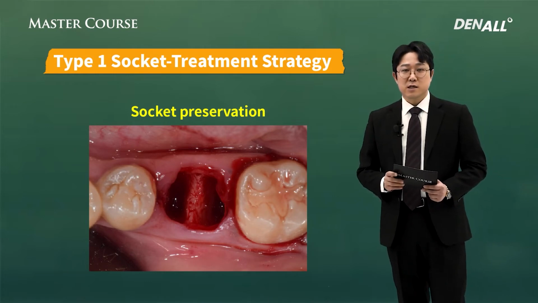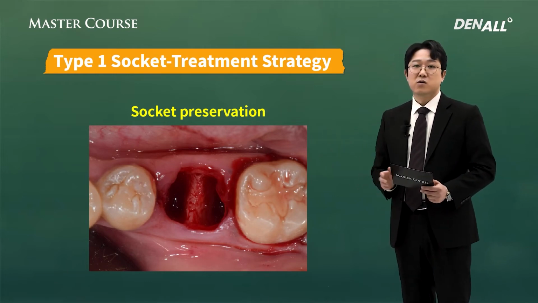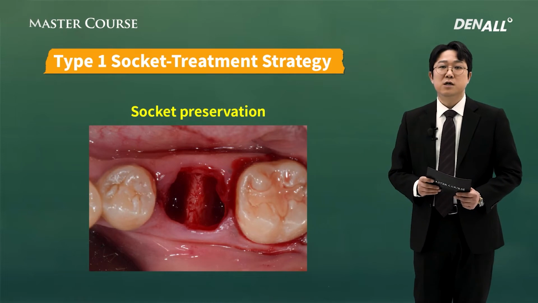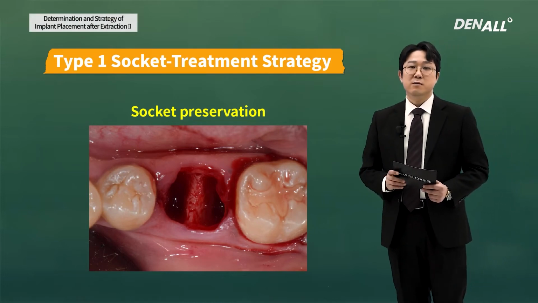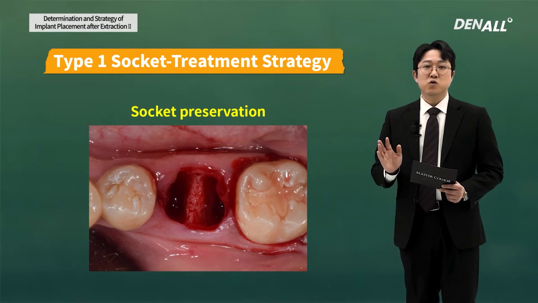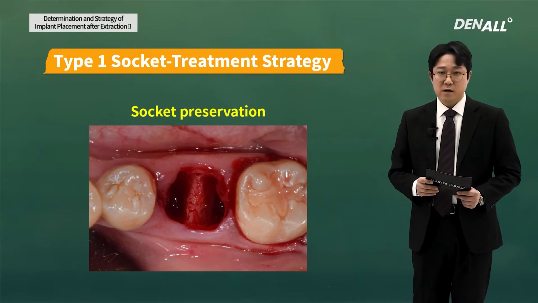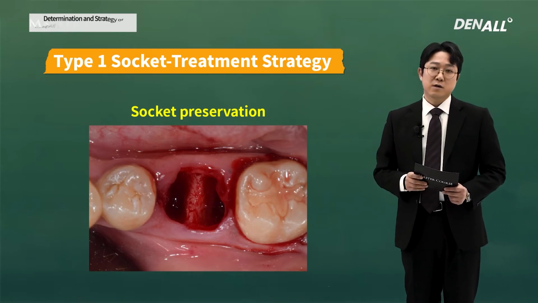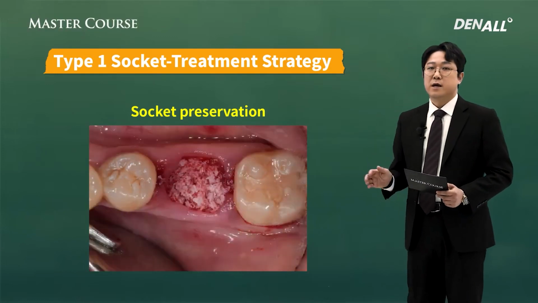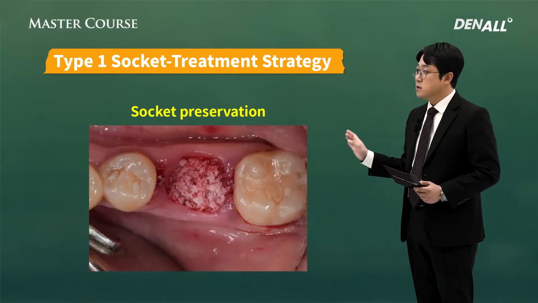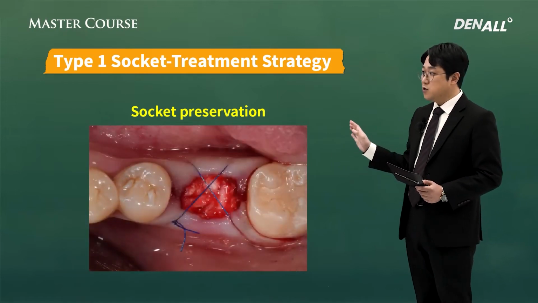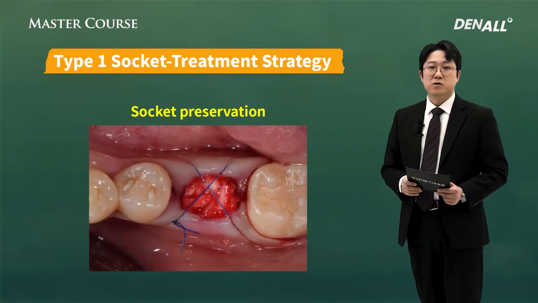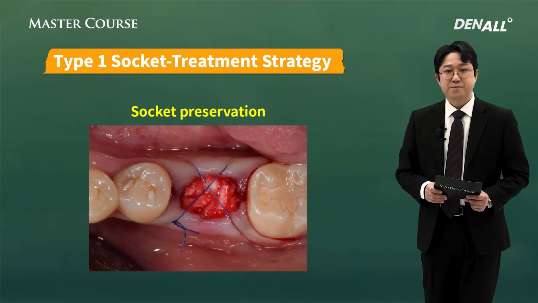Immediate implantation would have been nice, but that was not done and delayed placement was chosen. So, in order to make the surgery easier when the implant was going to be placed, I explained to the patient that socket preservation was needed. Xenograft was used. A collagen plug was used. And socket preservation was done.